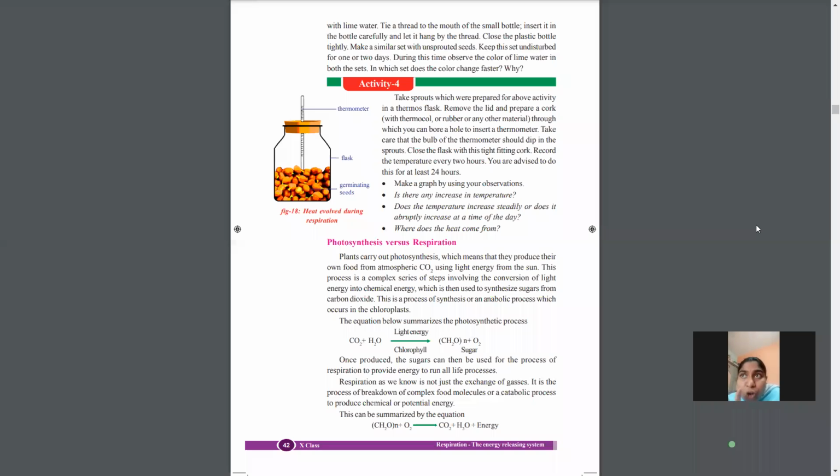Here you had to check the temperature for at least 2 hours, and you can continue up to 24 hours. You had to observe the temperature rising in the thermometer. So you had to make a graph. In the duration of time, the temperature increases. Respiration: on one side you observe the temperature increase, and on the other side, the decrease.